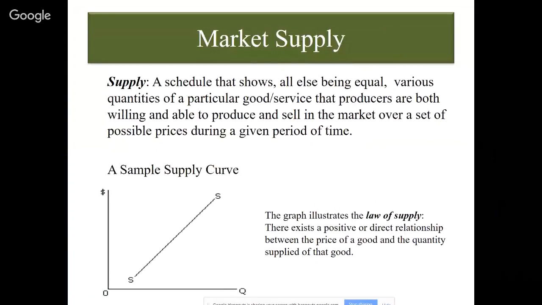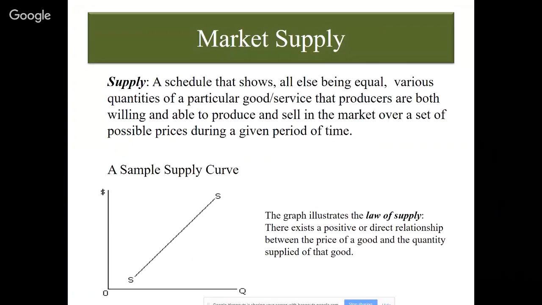Supply is the other side of the market. It's the force we associate with the producers and sellers of a product. Supply is also a schedule, a relationship between two things, in this case, price and quantity supplied. A schedule that shows, all else being equal, various quantities of a good or a service that producers, businesses that make and sell, are both willing and able to make and sell in the market over sets of prices that might be charged during a given span of time.